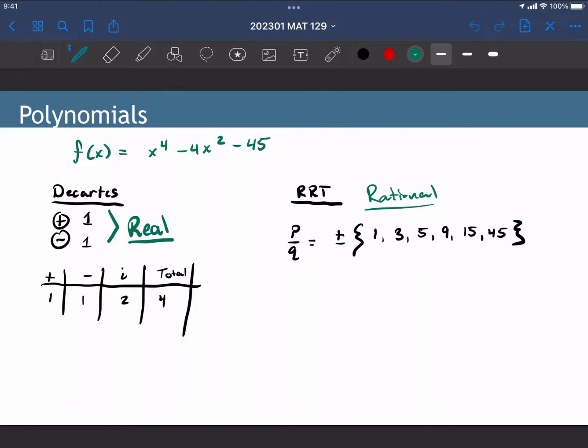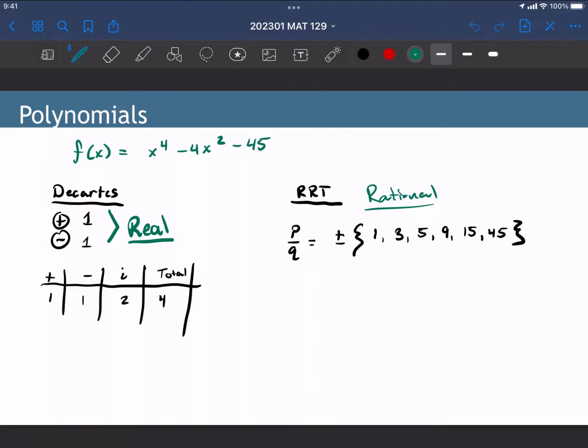Okay, so we're continuing on with polynomials. In the last video, we talked about how to find roots and some ways to narrow that down. Those two helpful methods were Descartes' rule of signs and the rational root theorem. And so we had this polynomial, and we narrowed it down, and we saw that I definitely have one positive real root and one negative real root.